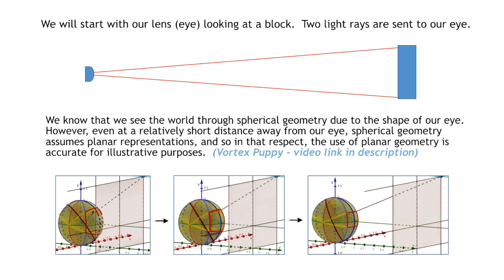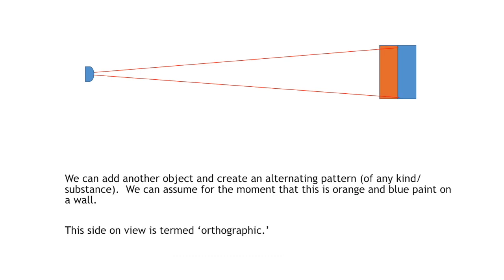We know that we see the world through a spherical geometry due to the shape of our eye, but even at relatively short distance away, spherical geometry assumes planar representations, and so in that respect, the use of planar geometry is accurate for illustrative purposes, and video links are in the description.